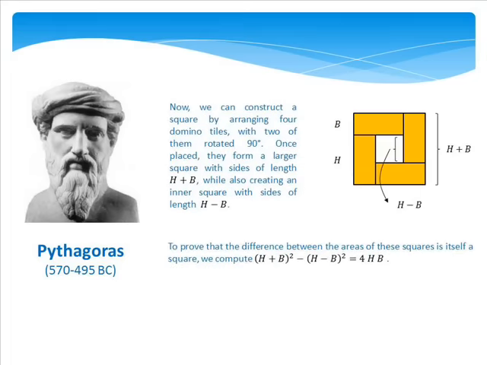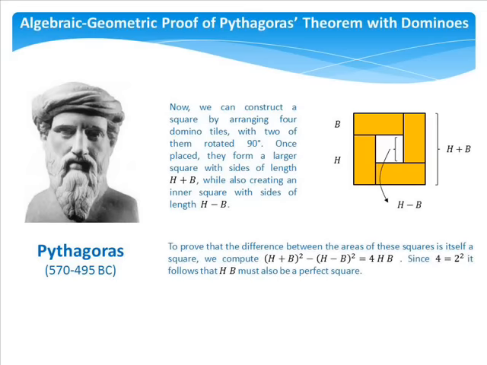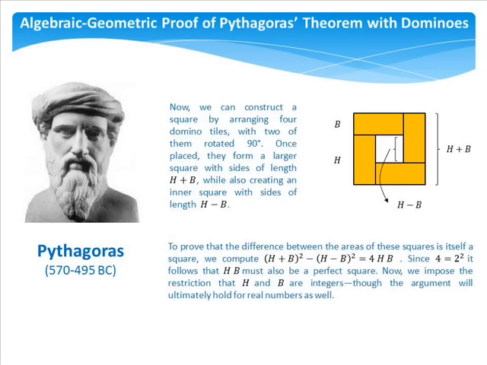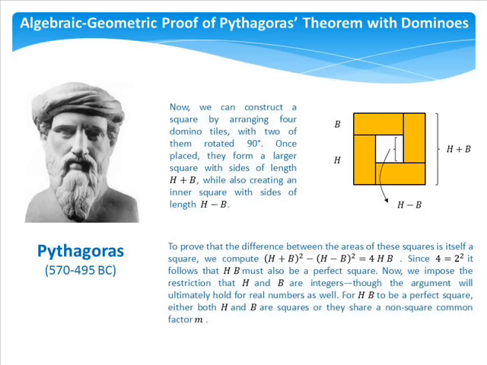To prove that the difference between the areas of these squares is itself a square, we compute the square of h plus b minus the square of h minus b, which equals 4 times h times b. Since 4 is a perfect square, it follows that h times b must also be a perfect square. Now, we impose the restriction that h and b are integers, though the argument will ultimately hold for real numbers as well. For h times b to be a perfect square, either both h and b are squares, or they share a non-square common factor m.